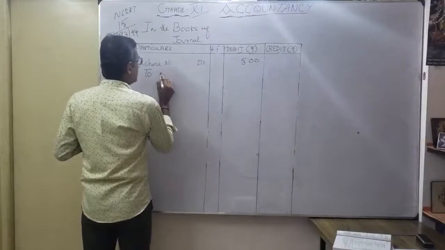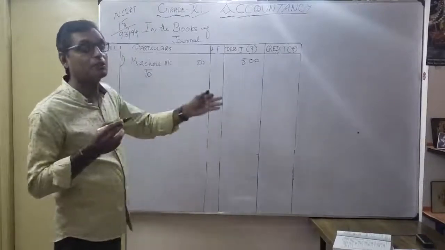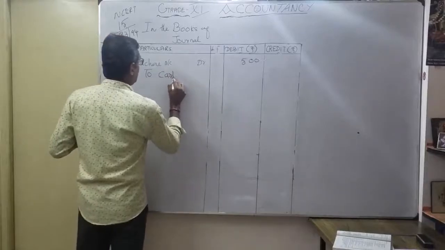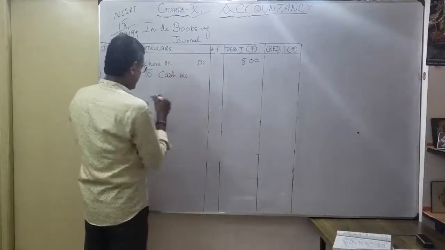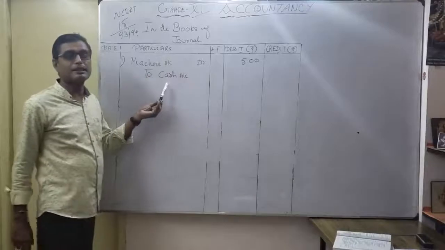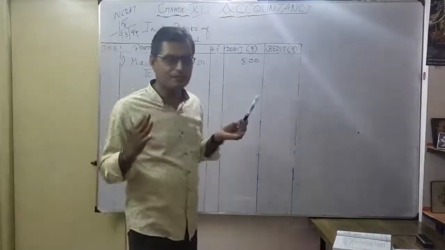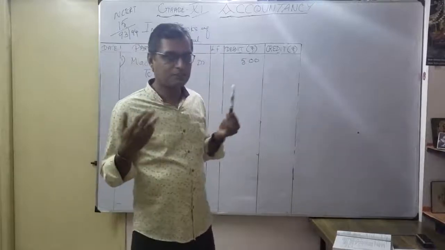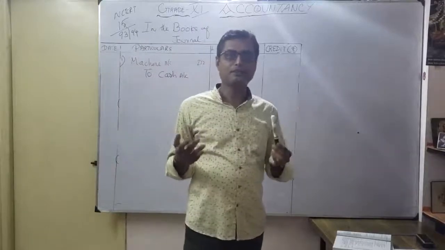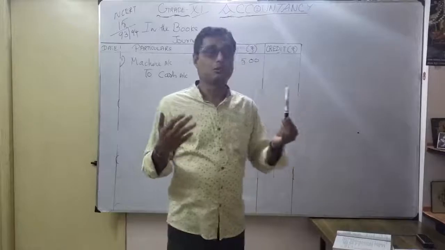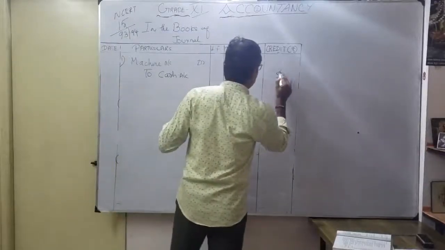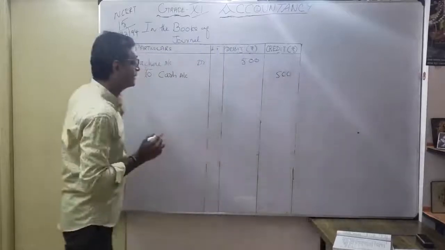So what happened? We spent money for the installation of the machine. So to cash account. Why is it cash account? I am crediting again. Cash is coming under real account. Why is it a real account? It comes under asset. What's the rule? Debit what comes in, credit what goes out. So our cash goes out for installation of the machine, 500. So what is the narration here?